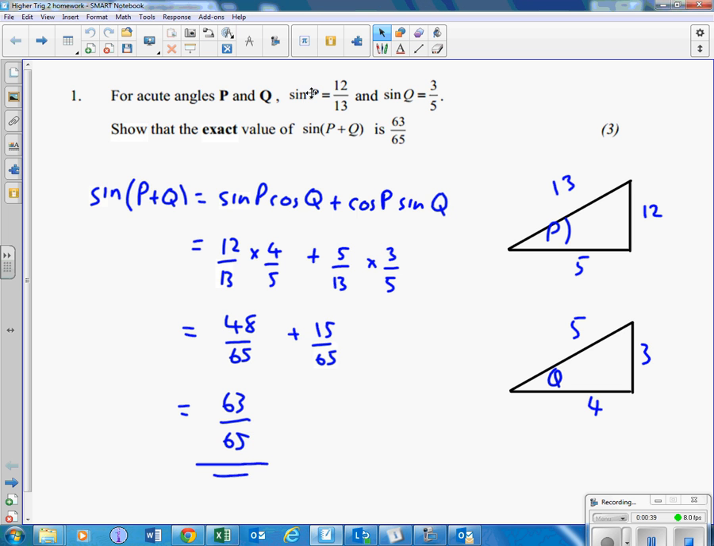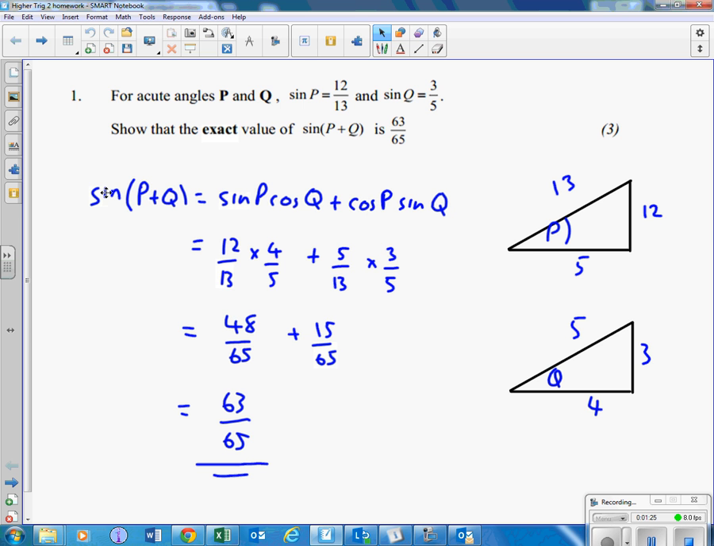For acute angles P and Q, sin P equals 12/13. So going back to S2, S3, good old SOH CAH TOA stuff. SOH, sin is opposite over hypotenuse. So sin of P, the opposite side 12, the hypotenuse 13, so that's just the ratio of the opposite side to the hypotenuse. And we can use Pythagoras to calculate this as 5, or we could just know that 5, 12, 13 is a Pythagorean triple. We're also told sin Q is 3/5, so again, opposite over hypotenuse, 3/5. Here, 3, 4, 5 triangle. And if we don't know the triangle, we need to use Pythagoras to work it out.